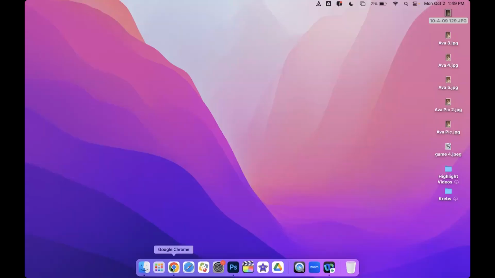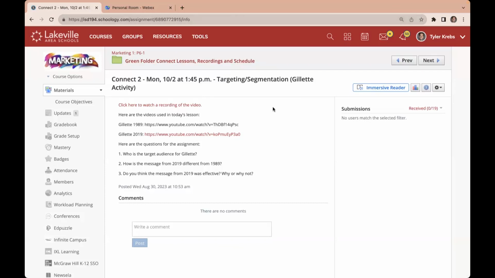Okay, guys. So this week we're talking about targeting and segmentation. Targeting is like a target market. That's who you're really trying to focus your message on when you're marketing. And so I've got two examples right here of commercials from the same company.